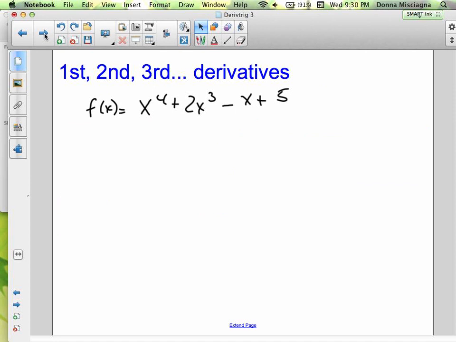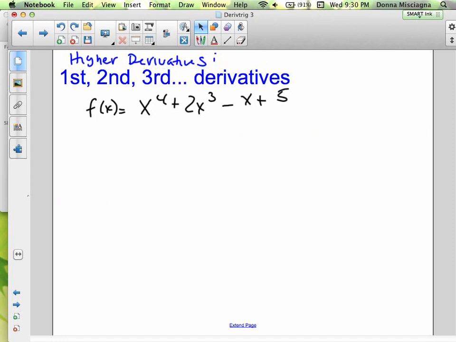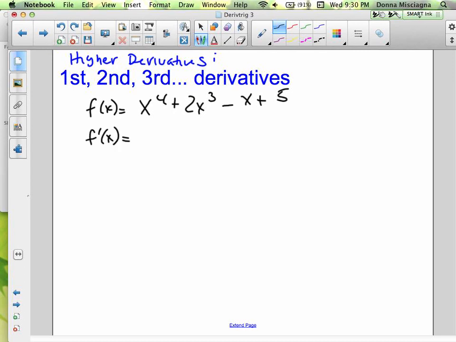All right, so first, second, third derivatives. So I'm briefly going to go over higher derivatives in this lesson. And then I'm going to do the same thing with some trig functions. And the reason I can stick this in right now is it's not that difficult. And it's really easy if it's a polynomial, right? So the first derivative, that symbol there means first derivative. I'll put it at the end here.